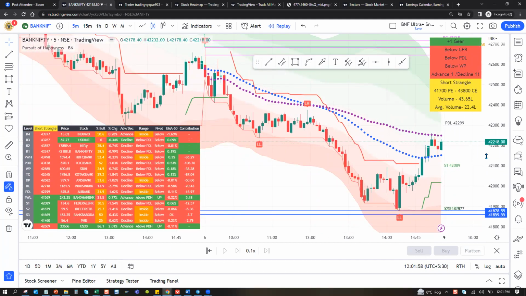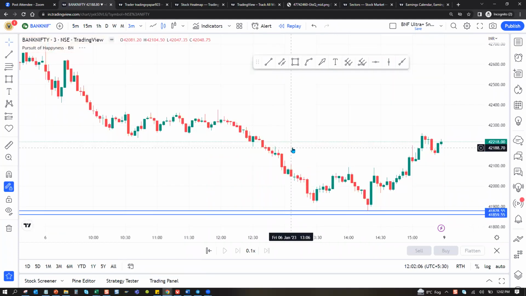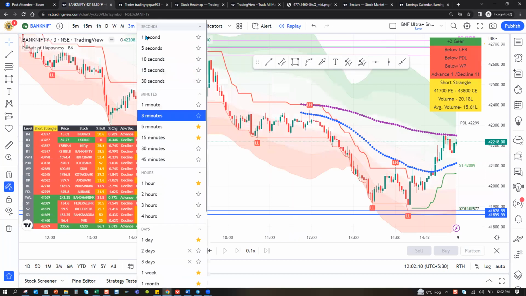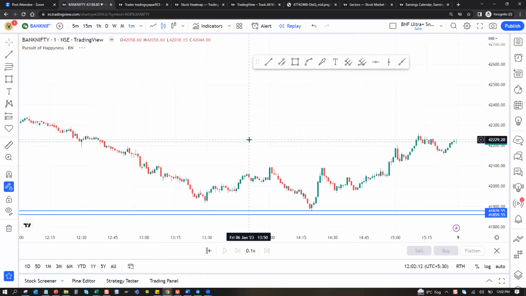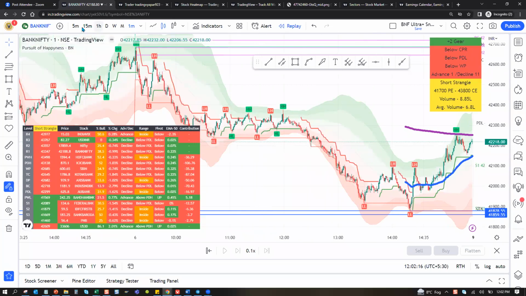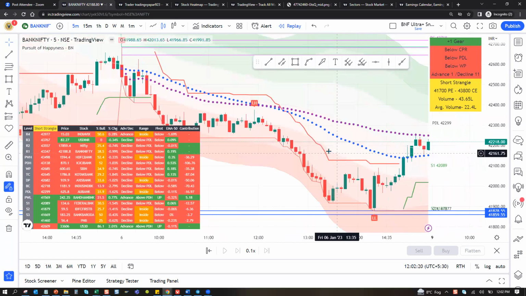Or will it work on 3 minutes also? I think it should work on a lower time frame. I never trade it on 3 minutes, but it should work on lower. Yeah, 3 minutes. Let me go to 1 minute. For intraday trading, 5 minutes is good enough. 5 minutes is very good enough.